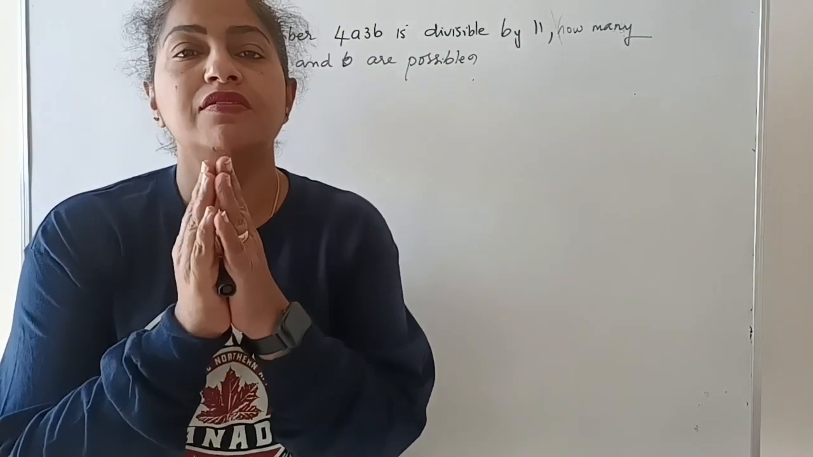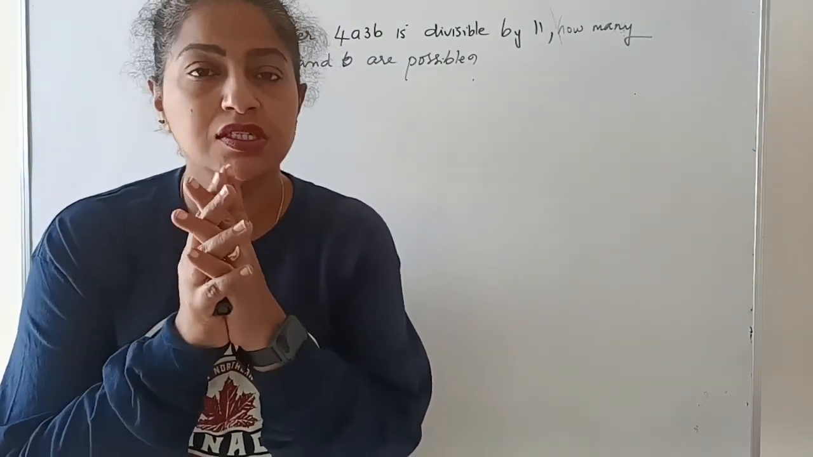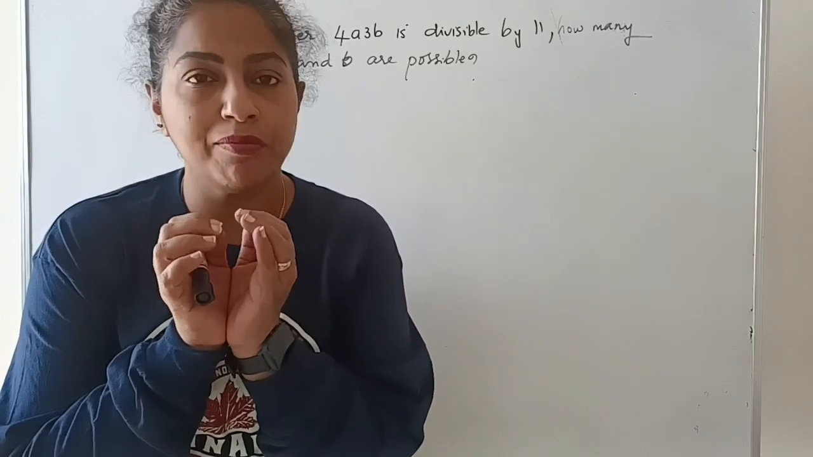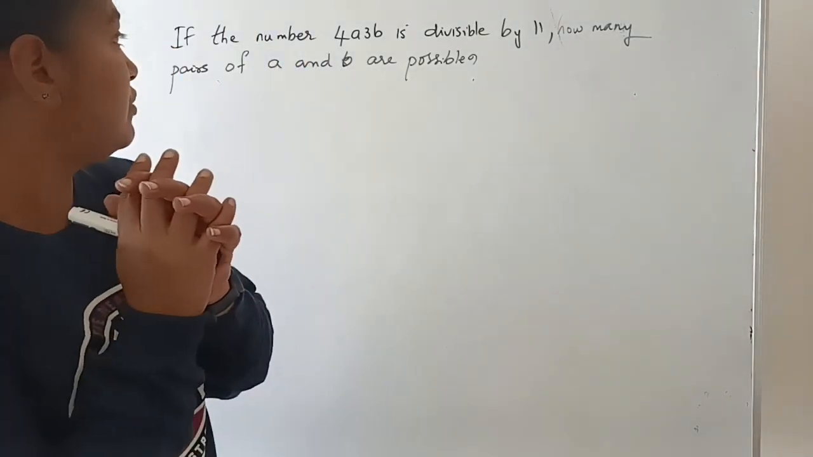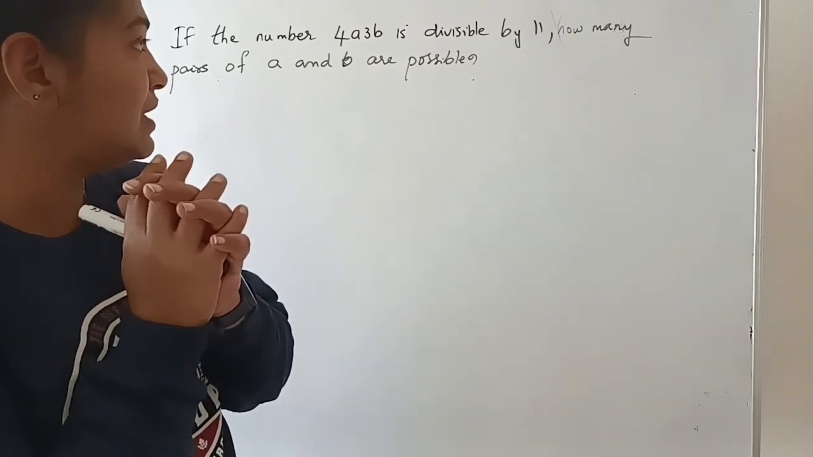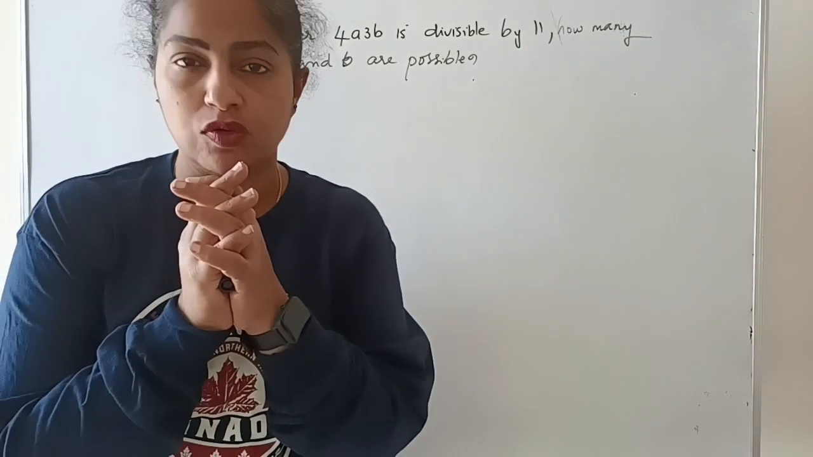Today is day 2 of Olympiad starters. We are doing a sum in basic number crunching that involves divisibility of numbers. If the number 4a3b is divisible by 11, how many pairs of a and b are possible?